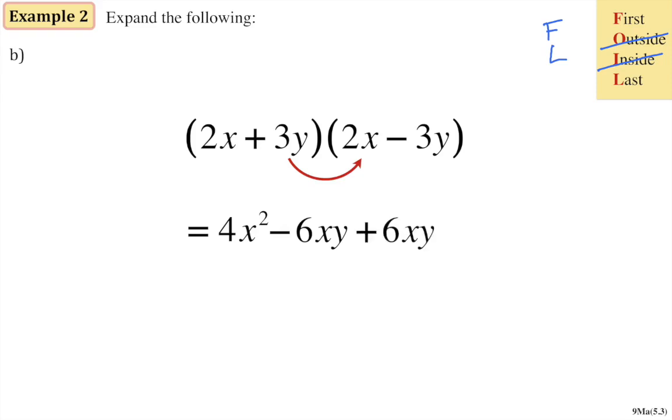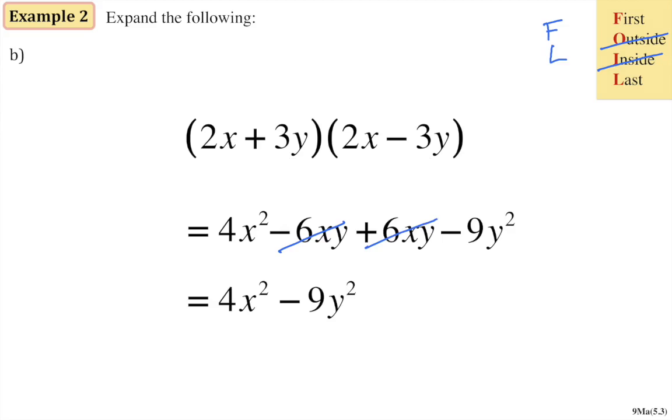And the last terms, positive 3 times a negative 3. So we're looking at the last terms. Positive 3 here times negative 3 here gives negative 9y squared. And you can see that a minus 6xy and a plus 6xy cancel each other out. And it leaves me with 4x squared, take 9y squared.